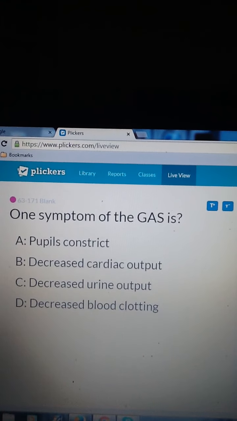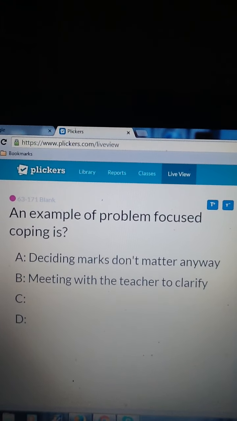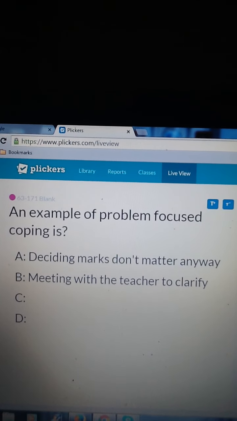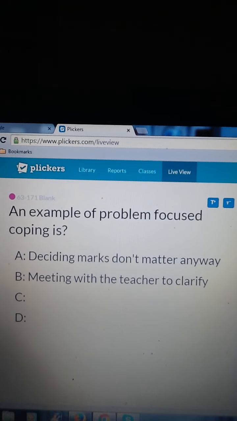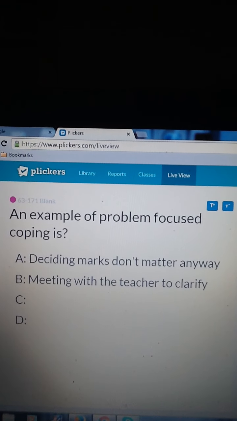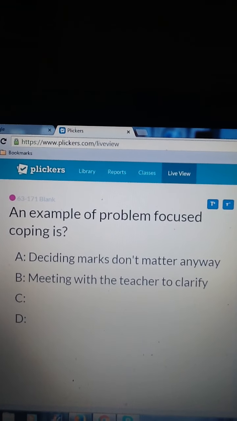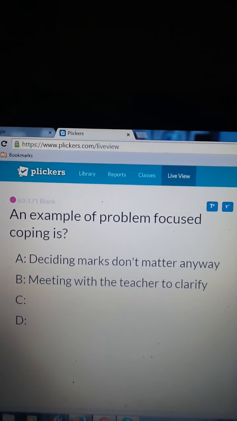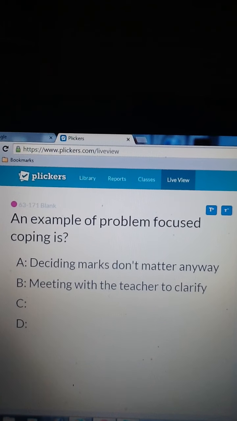An example of problem-focused coping as opposed to emotion-focused coping from this PowerPoint is A, deciding marks don't matter anyway, or B, meeting with the teacher to clarify. It is clearly B, meeting with the teacher to clarify, which I encourage you all to do if this becomes a problem for you.